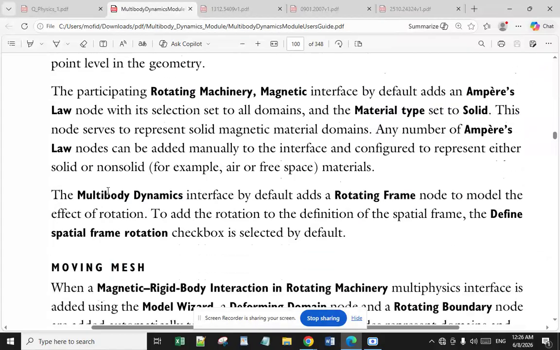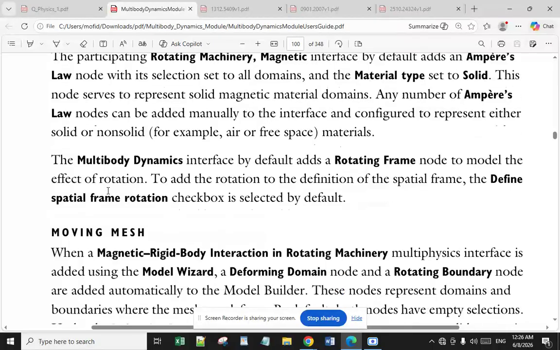The participating Rotating Machinery, Magnetic interface by default adds an Ampère's Law node with its selection set to all domains and the material type set to solid. This node serves to represent solid magnetic material domains. Any number of Ampère's Law nodes can be added manually to the interface and configured to represent either solid or non-solid, for example, air or free space materials.